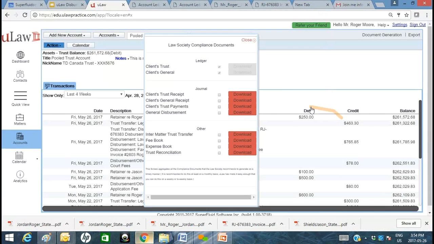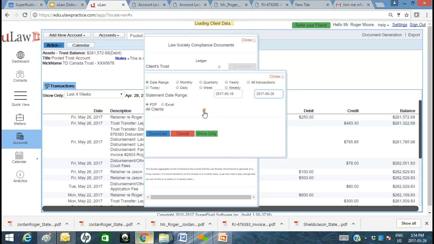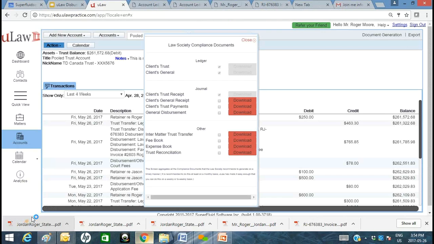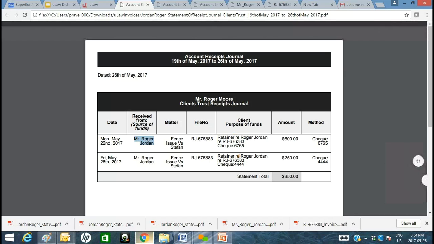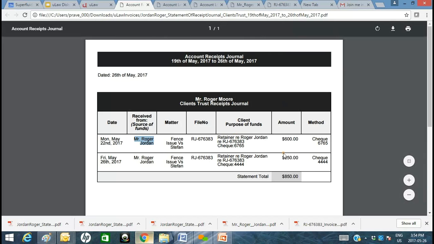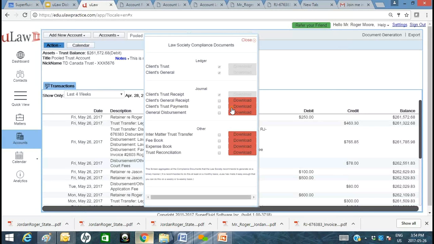So let's quickly look at those. As journals, let's look at the client's trust receipt. Technically, you're doing it for a period, but for the purposes of this demo, I'm just doing it for an individual client. Okay, very important. The date, where did that money come from? Obviously, this has got nothing to do with the disbursement. This is just money coming into the trust, but it's still important that you capture the amount and how you received it. Let's do the trust payments.